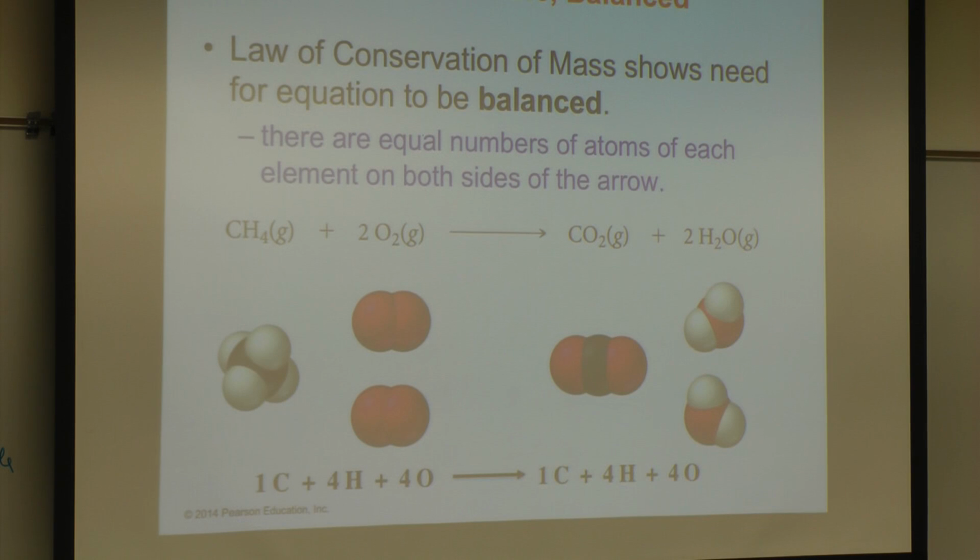So we'll take a quick look, right? Since mass is always conserved, the number of atoms on the reactant side and on the product side should always be the same, an equal number of atoms on both sides. These are called the reactants, the starting material, and these are called the products, the finished material, right?